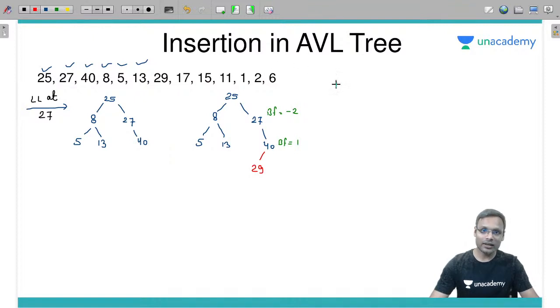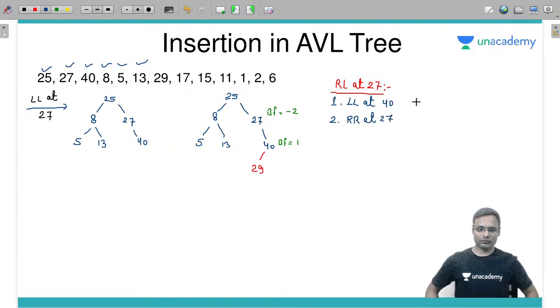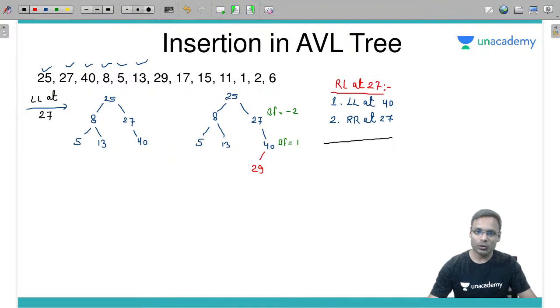If you have RL at 27, you cannot have a single rotation in RL. Double rotation will be needed. The first one is the second character, LL at right child of 27 which is 40, and the second one is RR at imbalanced node 27. Good, good. 27 imbalanced, yes, we got it. Let's try to apply these two rotations now.